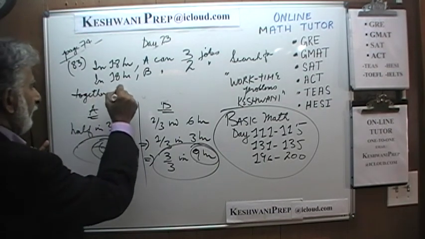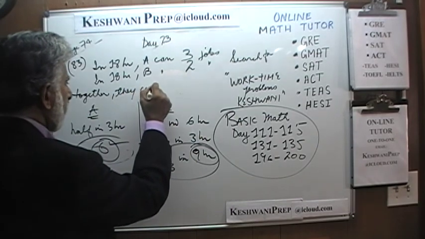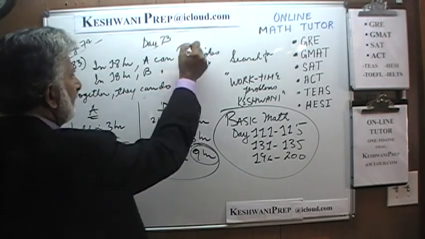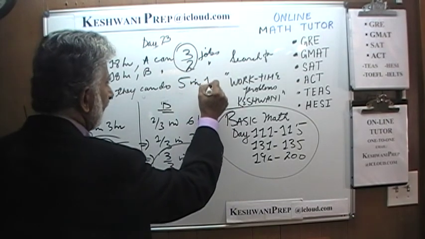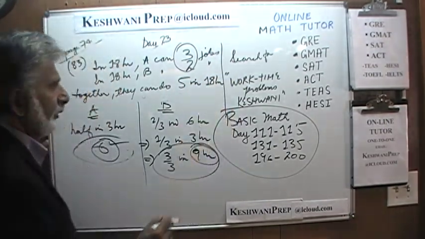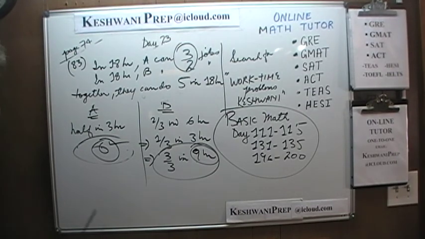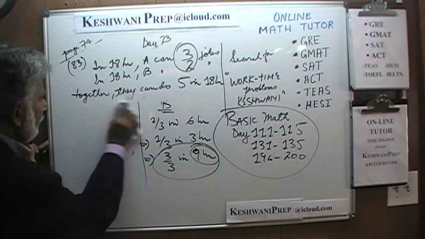Which means together, he does 3 hours, he does 2 hours, they can do 5 jobs in 18 hours. I need the room, so I have to erase this now. That's it, we're done.